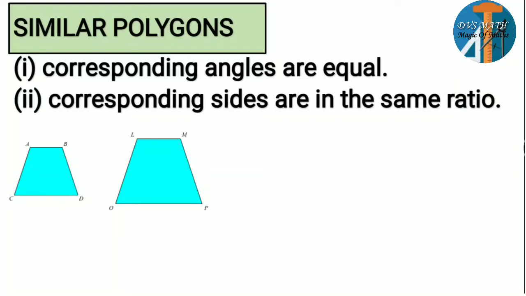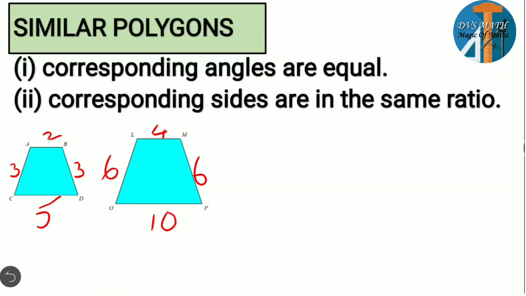Then the second condition is that corresponding sides are in the same ratio. Let me take an example. Let us consider this side is 2 centimeters and this is 4. This is 3 and this is 6, and this is 5 and this side is 10. Now let me take their corresponding sides.